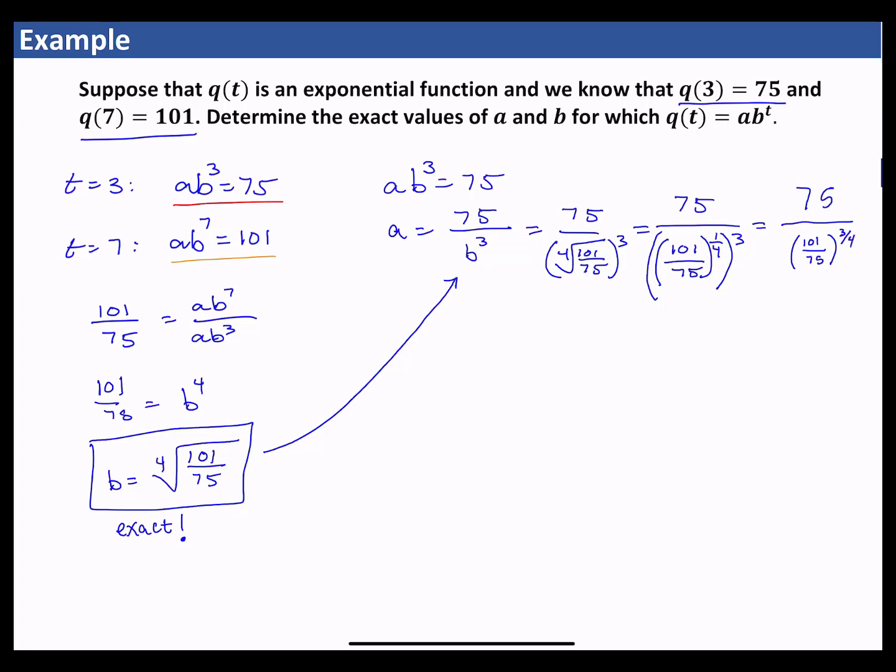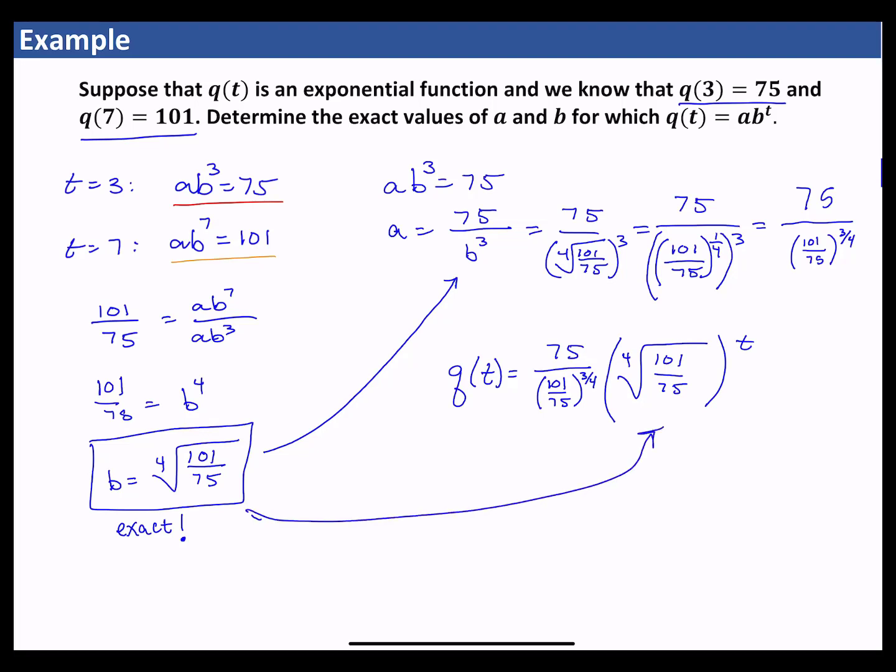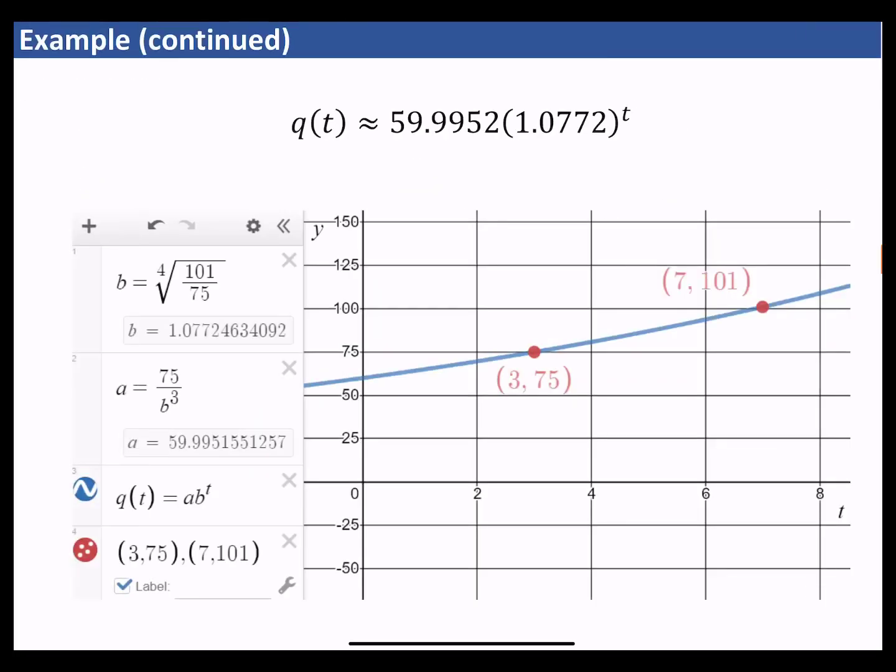So an exact formula for q of t is q of t equals 75 divided by 101 divided by 75, all raised to the 3/4 power, and then that is multiplied by the 4th root of 101 over 75, which is raised to the t power. An approximation for q of t is q of t equals 59.9952 times the quantity 1.0772 raised to the t power.